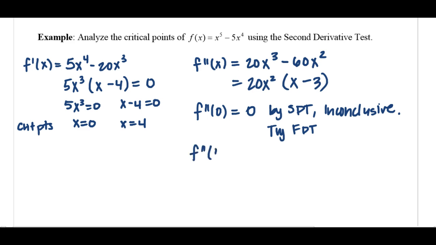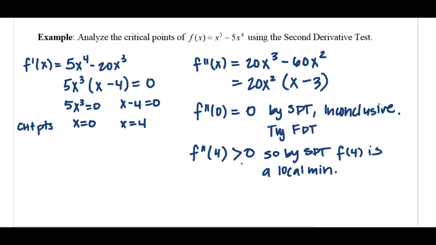So now I'm going to substitute 4, the second critical point, into the second derivative, and I'm going to choose to plug it into this factored form here. Because when I plug in 4 and square it, it's positive. And when I plug in 4 minus 3, I'm going to get 1, which is positive. So f double prime of 4, I'm actually going to erase the equal sign because all I really care about is whether this quantity is positive or negative. So f double prime of 4 is positive. So by the second derivative test, f of 4 is a local minimum.